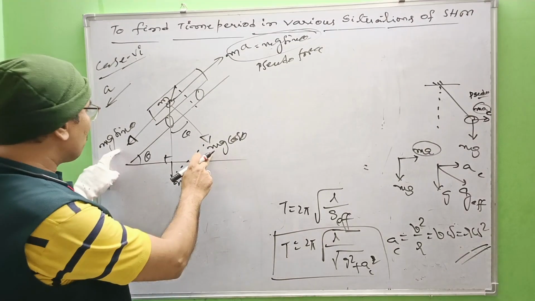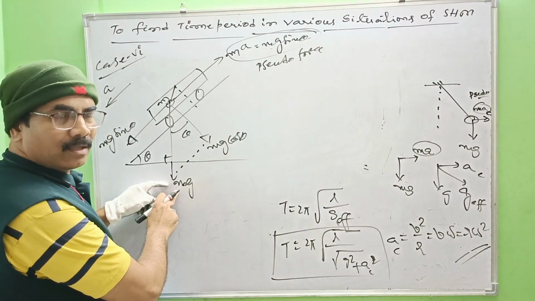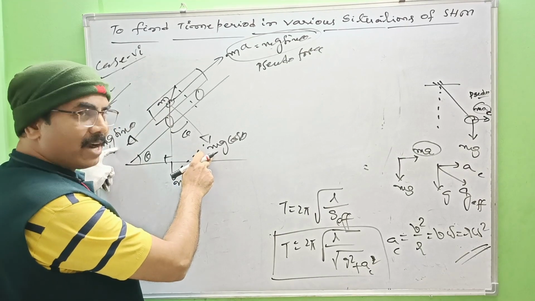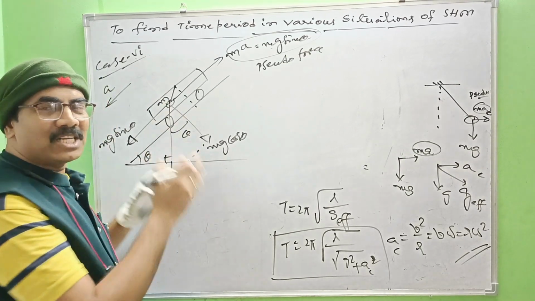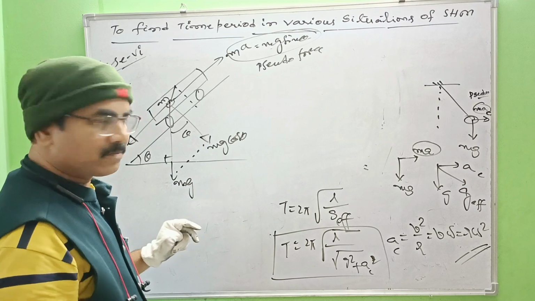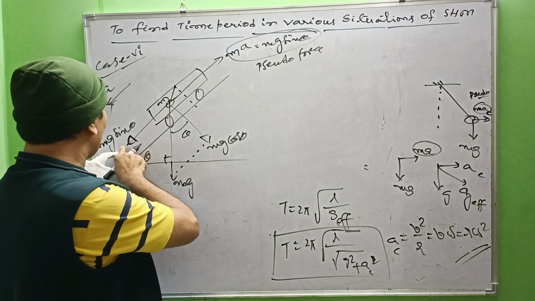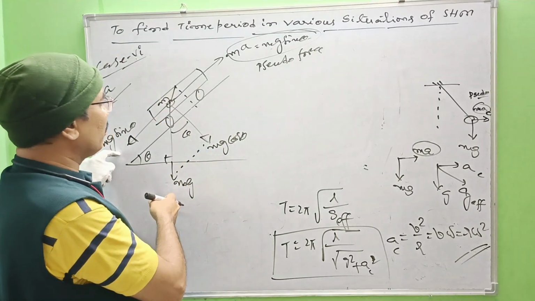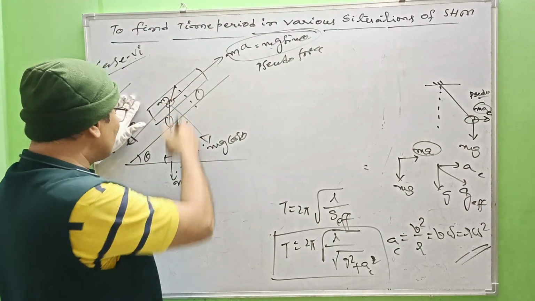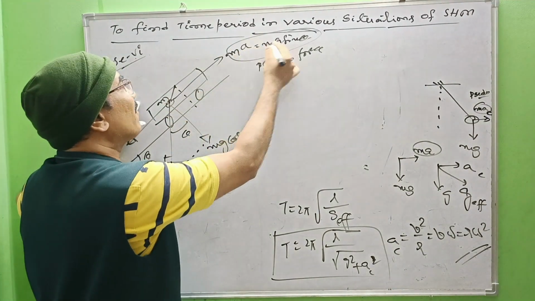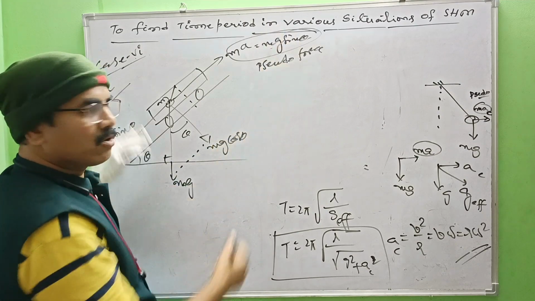Right? So these two are components of mg. If these two components are excluded, we have to consider mg only. So that's why here we have only two forces. Why are these two excluded? Because these are nothing but the components of mg only. So exclude these two. Now mg is one real force, and mg sin theta is one pseudo force.